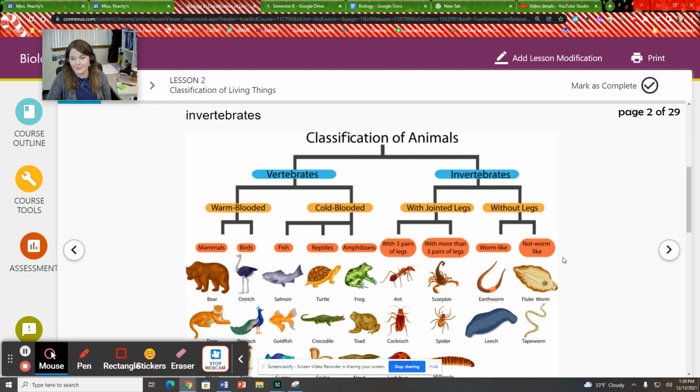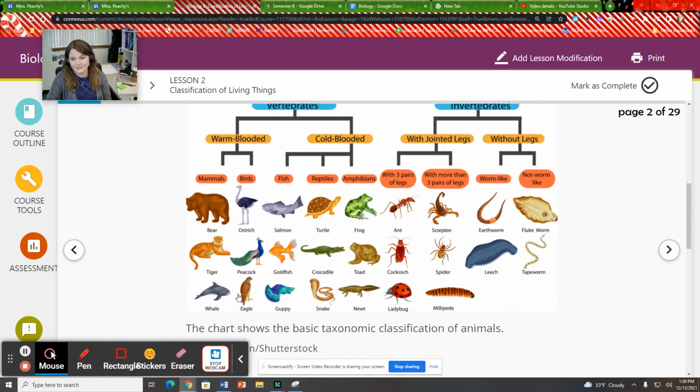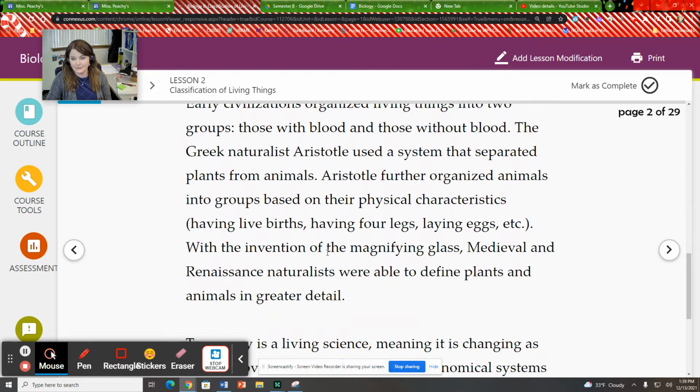Here's our first example, and I don't think this is a great example at all, but it's giving you kind of an idea of classification. In this example, we group animals into two groups, vertebrates and invertebrates, and from there we can subdivide each group. Let's look at our vertebrates. We can divide them into warm-blooded or cold-blooded, but then we end up with a whole bunch of things that are warm-blooded: bears and ostriches and tigers and peacocks and whales and eagles, and a whole bunch of things that are cold-blooded. And they may or may not be very closely related to each other. So we really just didn't go far enough in this classification system.